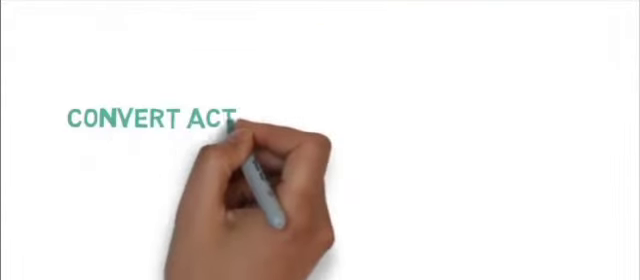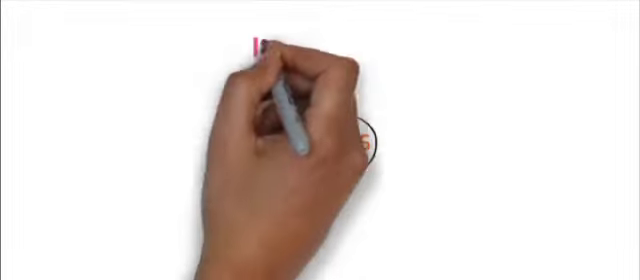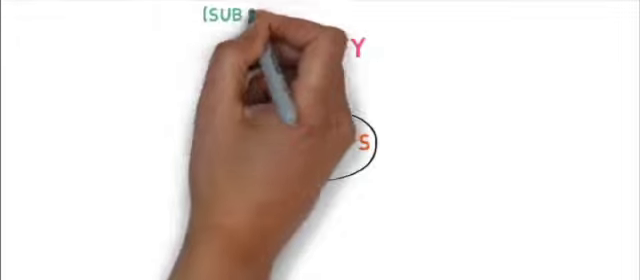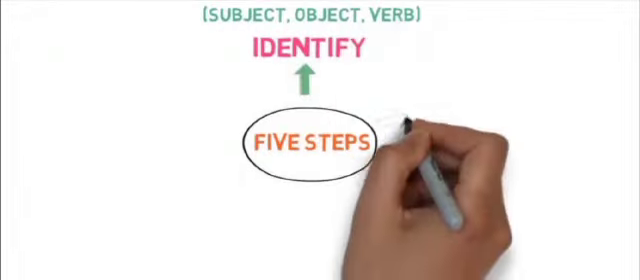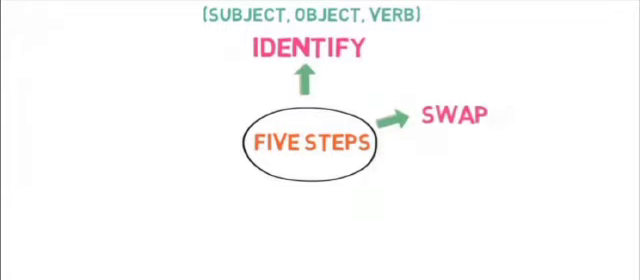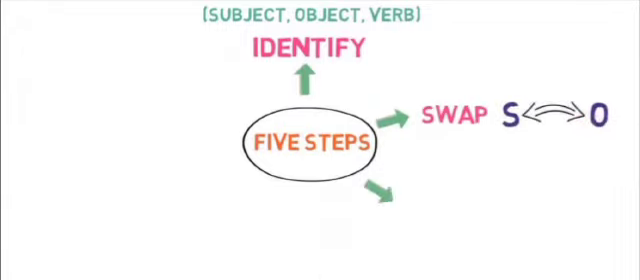Now, let's see how to convert active voice into passive voice. There are basically 5 simple steps while converting active voice into passive voice. Now let's see them one by one. First, identify the subject, object and the main verb in any sentence. Second, swap the positions of subject with the object and object with the subject.